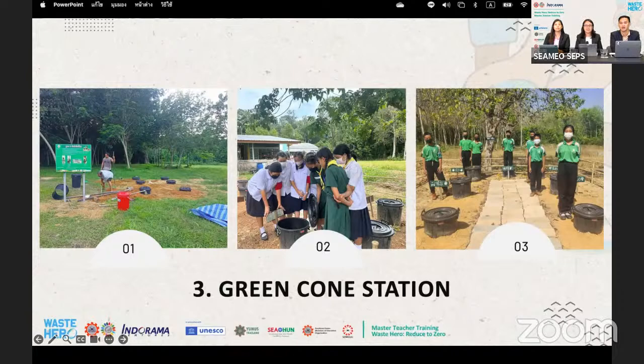Some teachers said that we already did the fertilizer compost station in our school. We did it for P5. Oh, yeah. We can share together. If you have any projects that are so interesting, you can share them in the chat box.